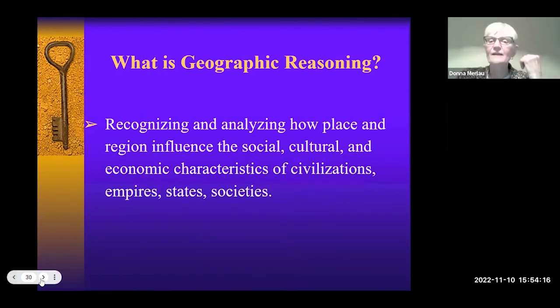So recognizing and analyzing how place and regions influence the social, cultural, and economic characteristics of civilizations, empires, states, societies. In the case that we just looked at, growing sugar in South America and the Caribbean affected that trade relationship and the desire by Europeans to have labor that they didn't have to pay for, and results in a slave trade.